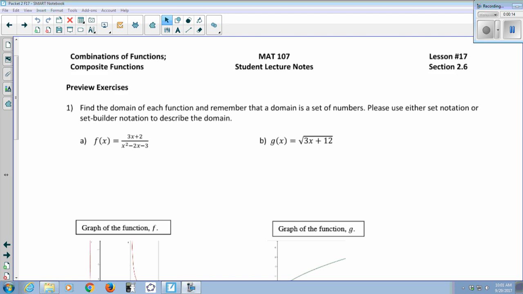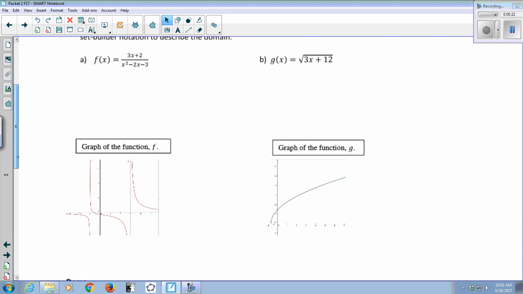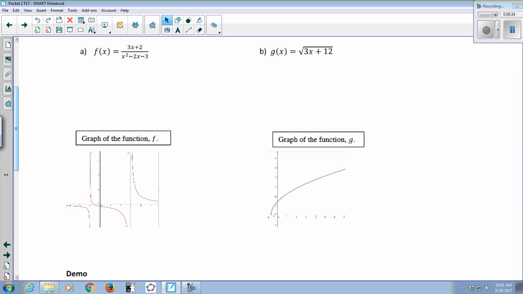And we're going to use either interval notation or set builder notation to describe the domain. So either interval or set builder, doesn't matter. All right, so my first one, I've got a graph f of x, 3x plus 2 over x squared minus 2x minus 3.